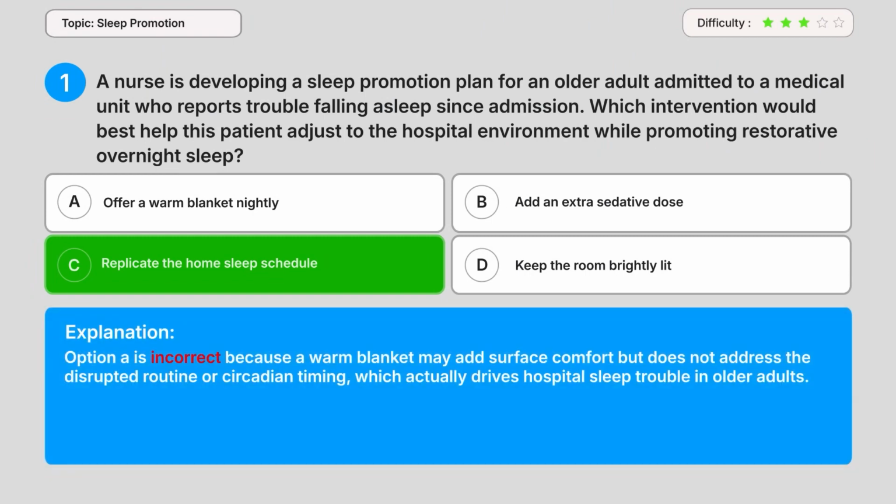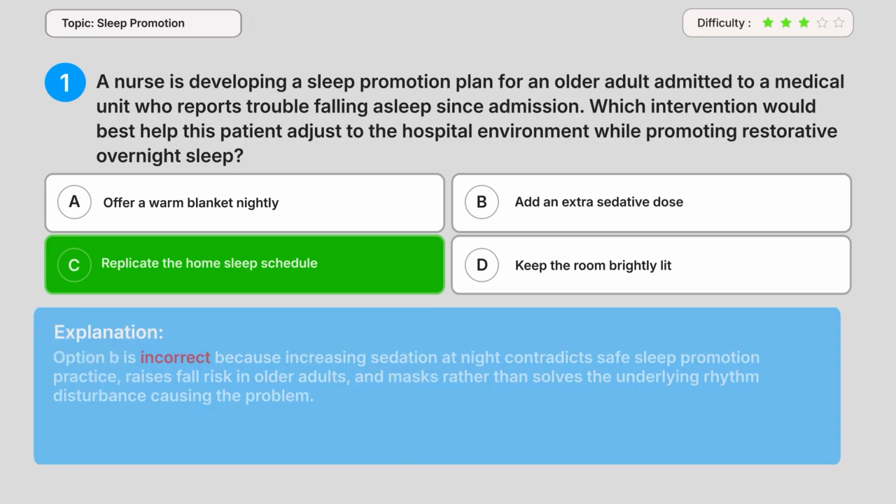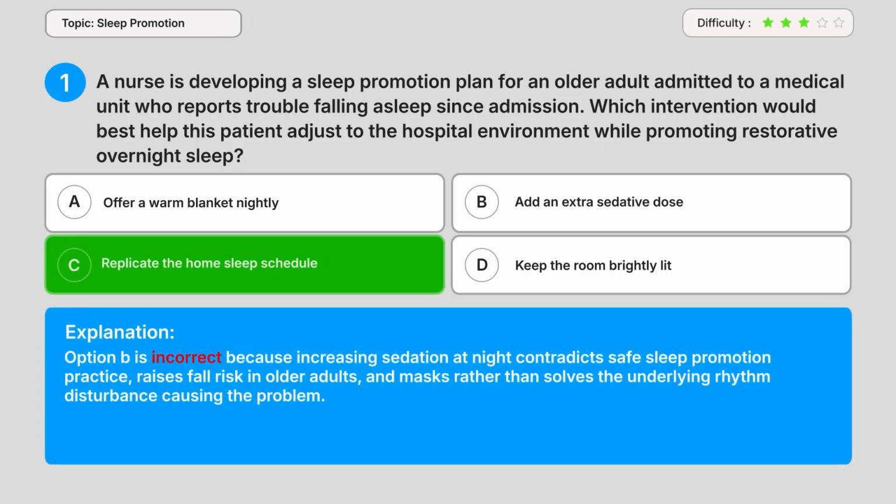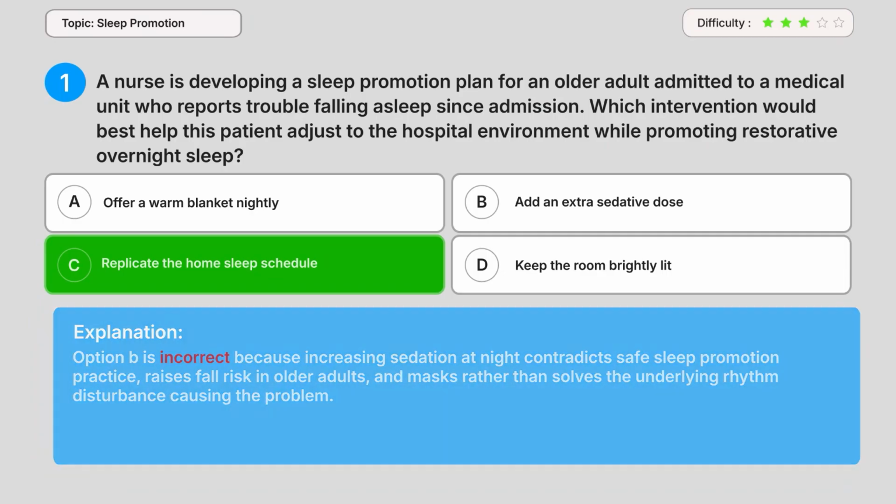Option A is incorrect because a warm blanket may add surface comfort but does not address the disrupted routine or circadian timing, which actually drives hospital sleep trouble in older adults. Option B is incorrect because increasing sedation at night contradicts safe sleep promotion practice, raises fall risk in older adults, and masks rather than solves the underlying rhythm disturbance causing the problem.